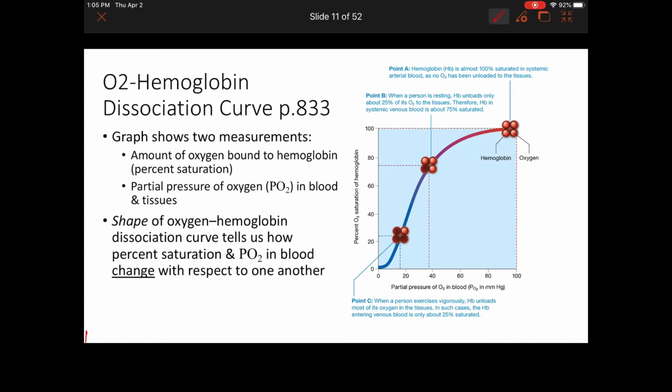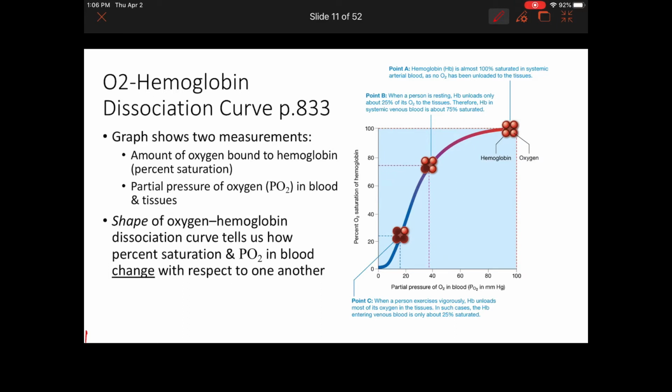So the oxygen dissociation curve helps to show a relationship between the partial pressure of oxygen and the percent saturation of hemoglobin. So one of the things I would expect you to do on an exam is, if you were given the partial pressure of oxygen, I would expect you to be able to determine the approximate saturation of hemoglobin.